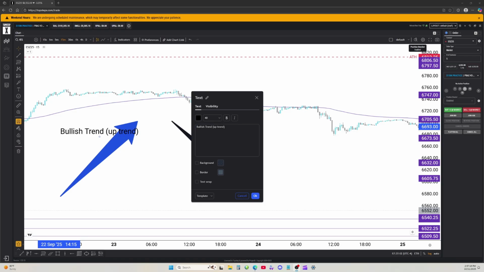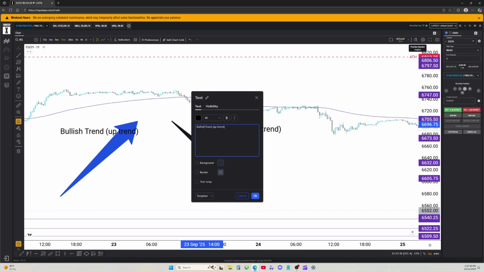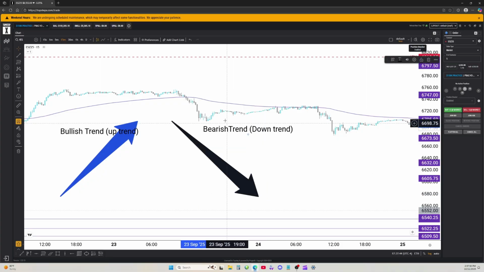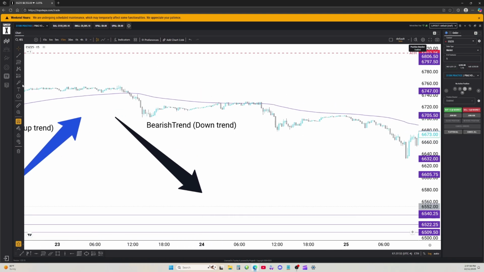Pause real quick. All right, so when they say the market is bullish, that means it's in an uptrend. Okay? When they say the market is bearish, that means it's in a downtrend. Okay? Simple as that.